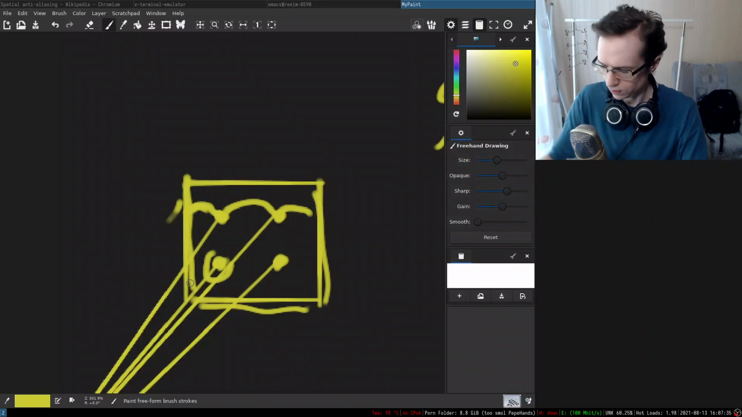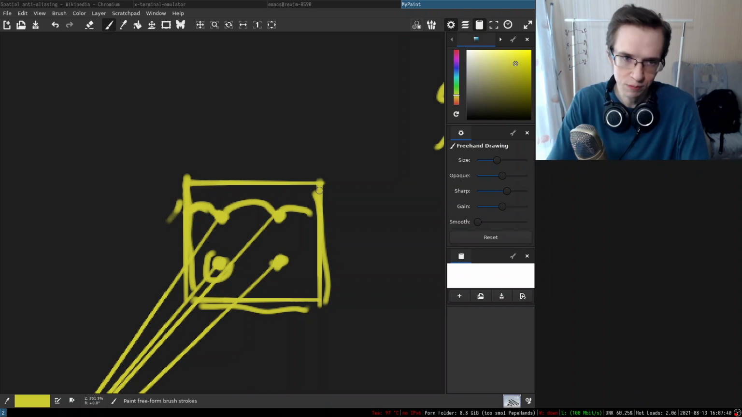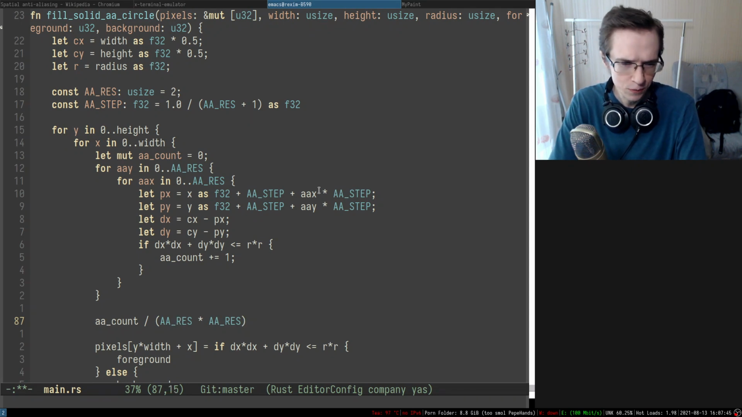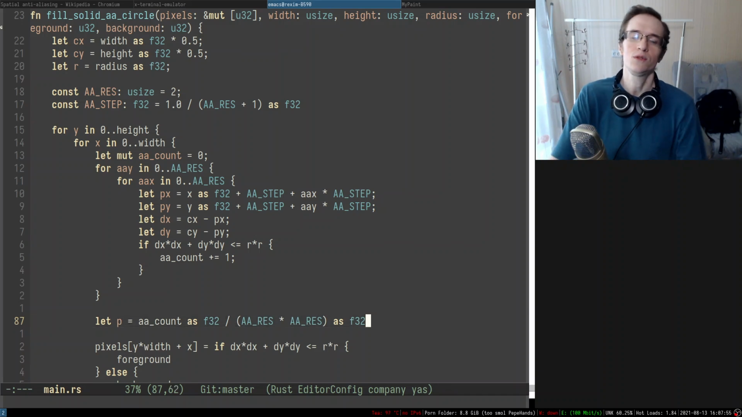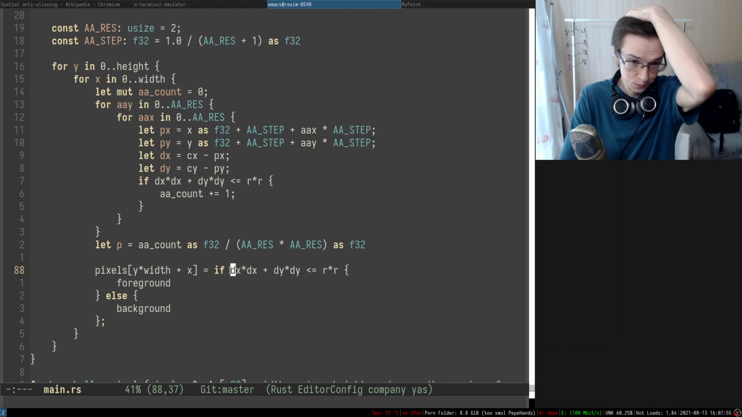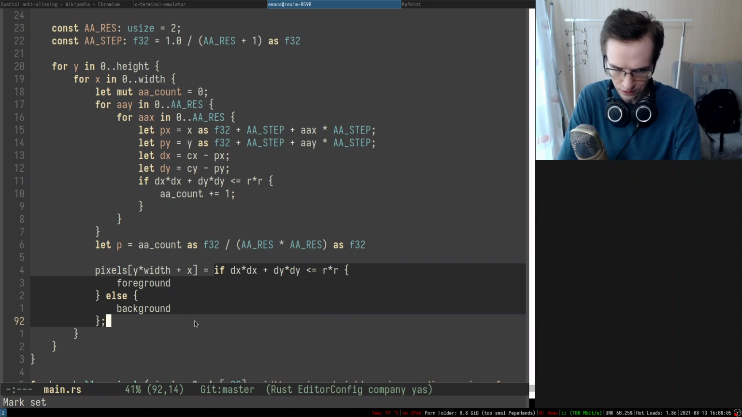So if resolution is 2, that means the amount of this prop is going to be 2 multiplied by 2, so there's 4 of them. That's why we divided by that specific thing. But again, this thing has to be in floating point, otherwise we won't be able to do that, and we're going to have the percentage stored in here. So there we go. And now we need to assign the pixel by effectively blending two colors together.